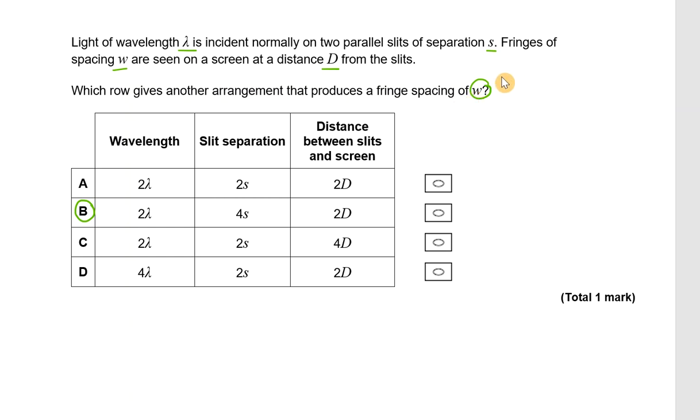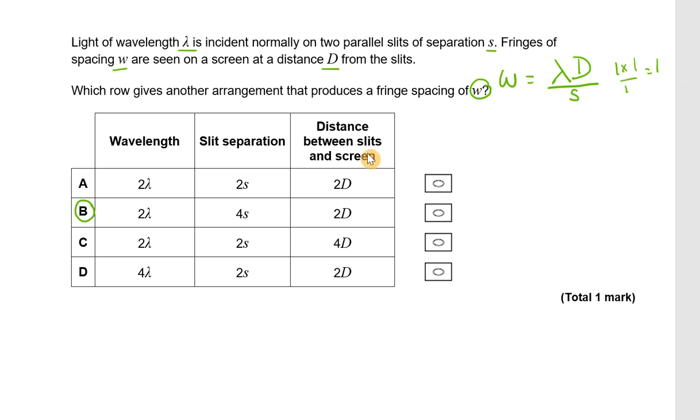Okay, so the equation on your data sheet for a double slit is the fringe spacing W is equal to the wavelength multiplied by the distance between the slits and the screen divided by S, which is the slit separation. So we've got an initial condition. We could say lambda, the wavelength, the distance and the slit separation all equal 1. So W would equal 1, because we would have 1 times 1 over 1 equals 1.